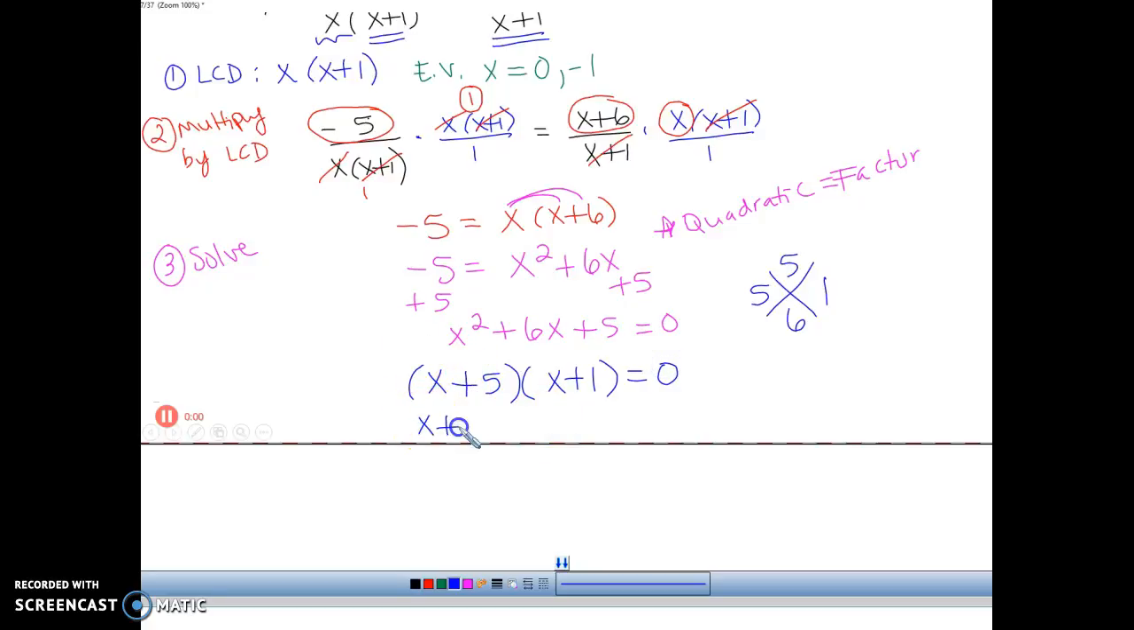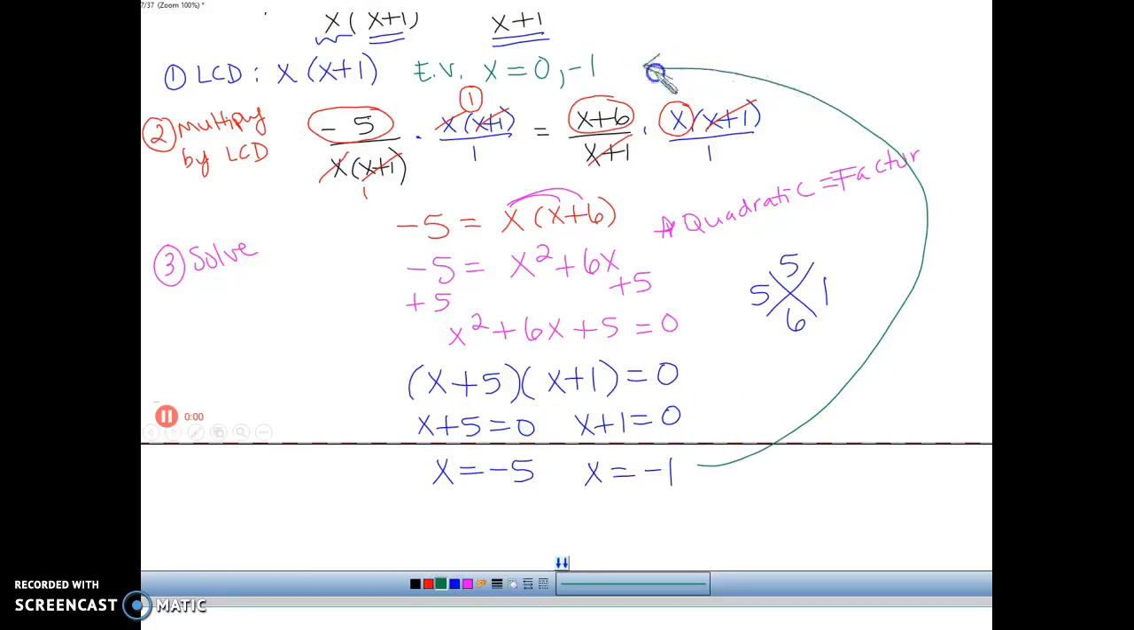Make each piece equal 0. X plus 5 equals 0. X plus 1 equals 0. And then subtract 5 from each side, my x would equal -5. And then over here I would subtract 1, so my x would equal -1. Then I want to go back and check my extraneous solutions.